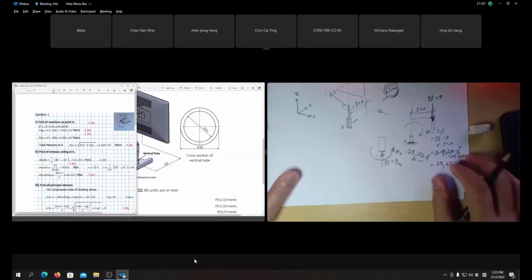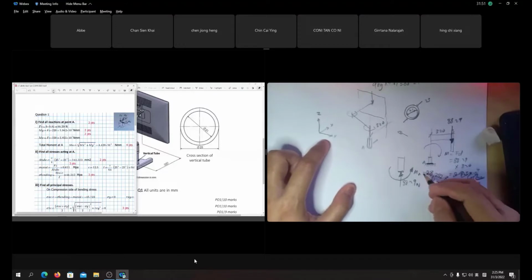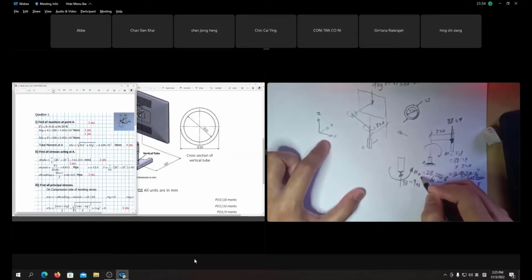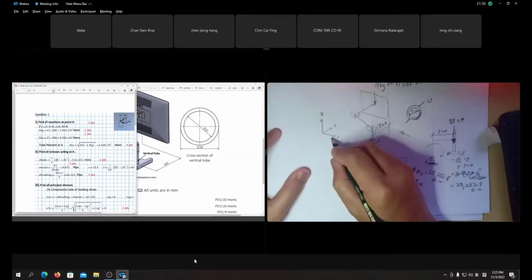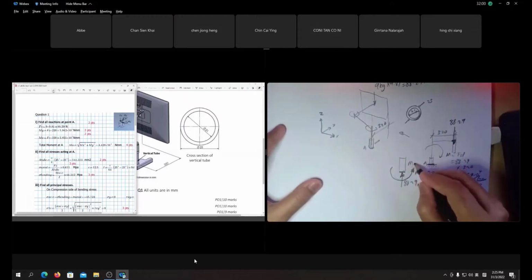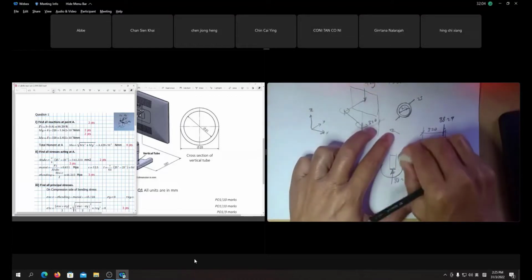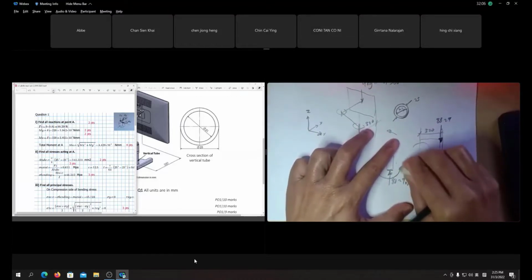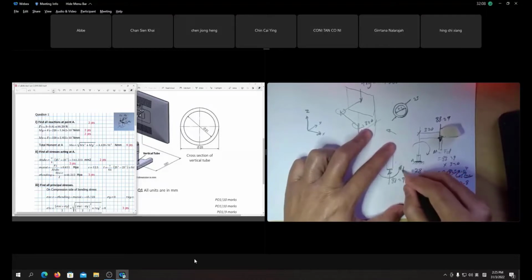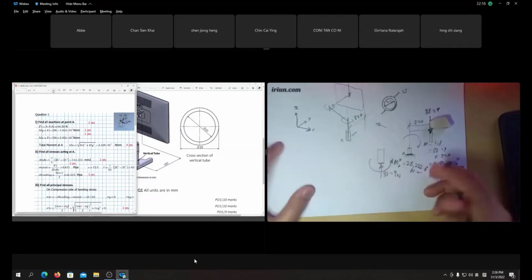Okay, this is moment A. What moment is this? Is this moment X, or moment Y, or moment Z? Yeah, you are right, moment at X. I just label it like this, moment X at A.